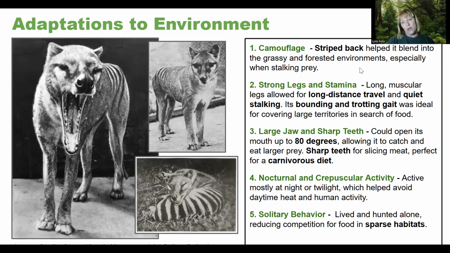It was nocturnal and crepuscular, which meant it was active mostly at night or twilight, which helped avoid daytime heat and human activity. They were a shy creature. They didn't really like to interact with people. And obviously they had solitary behavior. They lived and hunted alone, which reduced their competition for food in sparse habitats.